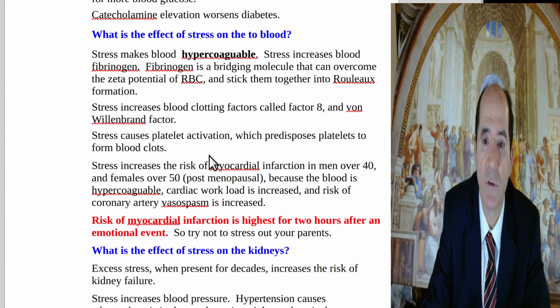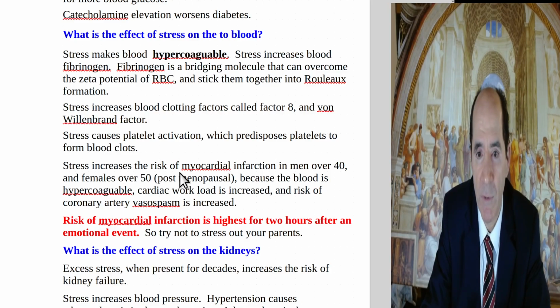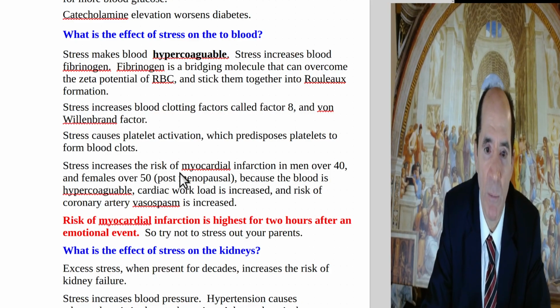Okay, what is the effect of stress on the blood? Some of this we talked about. They increase the clotting proteins, fibrinogen, factor VIII, von Willebrand factor, and activate platelets. So they make you more prone to clotting. So they increase your risk of a heart attack, okay? So if your old man looks stressed out, don't bug him for no reason. Let him recover from his stress first.